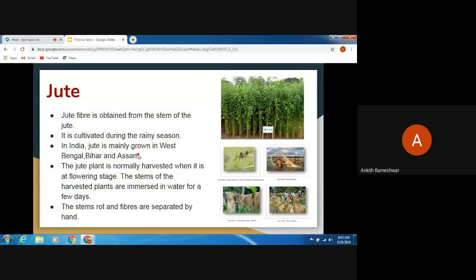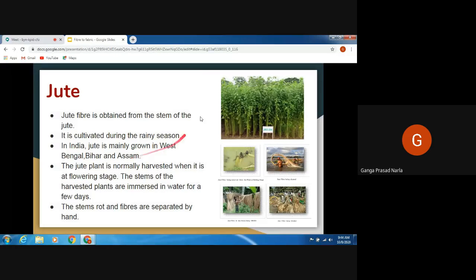If you observe gunny bags or ropes, there are a number of small strands. Those fibers are obtained from the jute plant. Now observe, many people harvest crops like rice and pulses. Where do they store them? They pack them in bags, those bags made from jute fibers, not plastic bags. Jute bags, gunny bags. Those fibers are obtained from the jute plant.